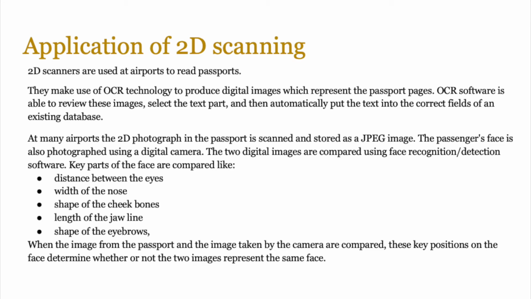At many airports, the 2D photograph in the passport is scanned and stored as a JPEG image. The passenger's face is also photographed using a separate digital camera. The two digital images are compared using face recognition and detection software. The key parts of the face that are compared include the distance between the eyes, the width of the nose, the shape of the cheekbones, the length of the jawline, and the shape of the eyebrows. So when the image from a passport and the image taken by the camera are compared, these key positions on the face determine whether or not the two images represent the same face.